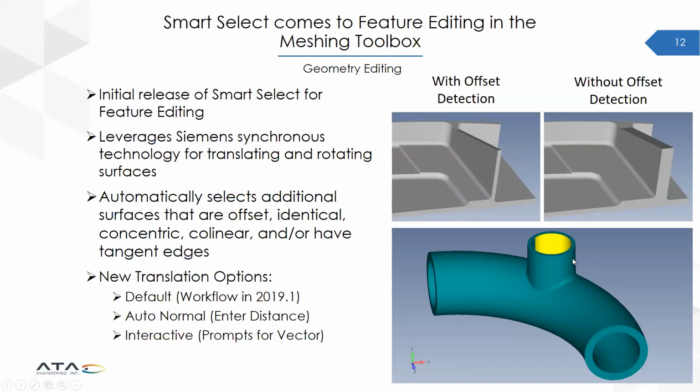It'll also work with rotate commands. So in this case, if I select just a single surface here, it'll go ahead and rotate right along our model. There's some new translation options available as well. Previously, if we were going to be translating a face, we only had the default translation option, where you would select a vector and optionally a distance, and then you would select the faces that you wanted to move. There are some new options.